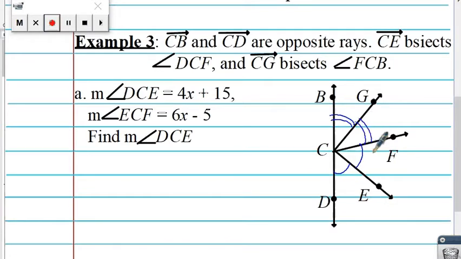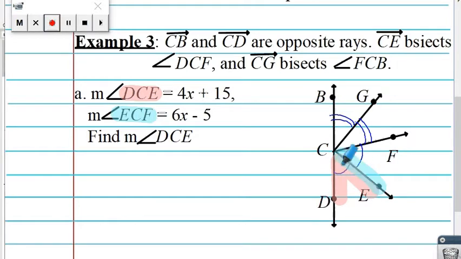Now notice, in the first two angles I put a single arc, showing that they are congruent. In these two angles I put a double arc, which shows that they are congruent. We want the difference between those two so that we're not suggesting that all four of them are congruent to one another, just the first pair and the second pair. Now, in part A, they tell us that the measure of angle DCE, so tell you what, I'm going to highlight this, angle DCE, that's this guy, is 4x plus 15, and then they tell us about angle ECF. So ECF is this angle.